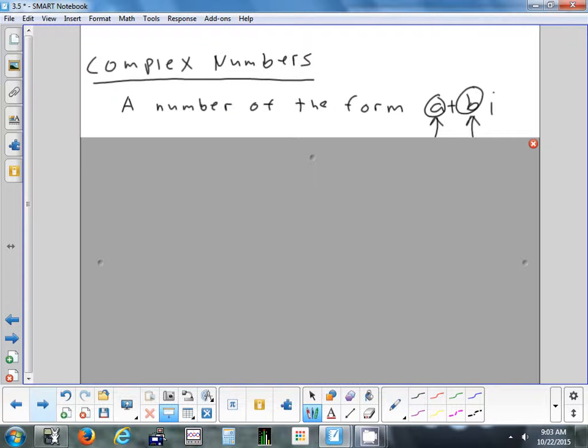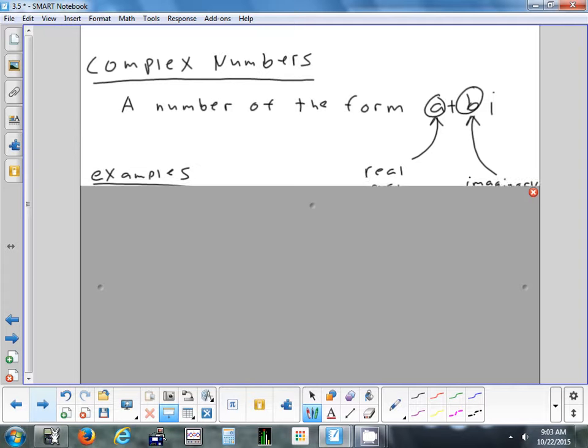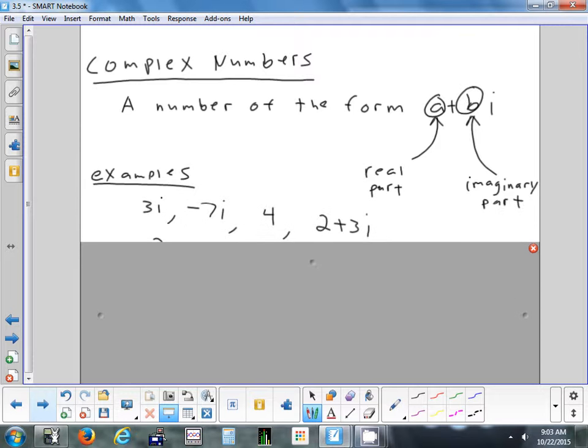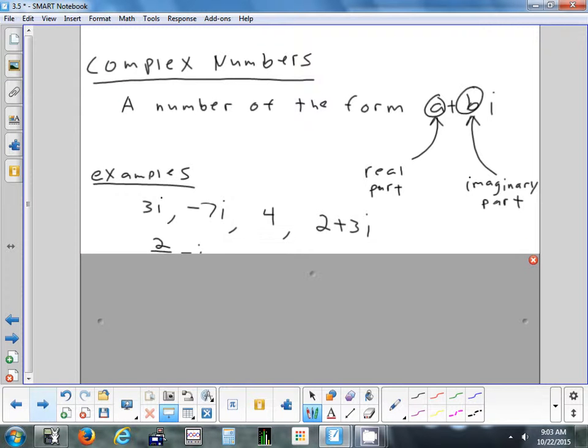Okay, that's what a complex number looks like. It's of the form a plus bi. When you write a complex number, you put the real part first, and the imaginary part second. So here's the real part, just a, and the imaginary part is just the b. The i is just there to tell me that what's next to it is imaginary. So here's an example of a number with a real part of 2 and an imaginary part of 3.